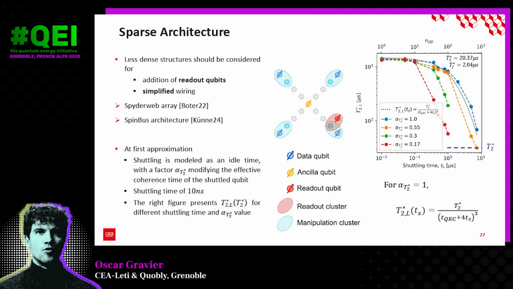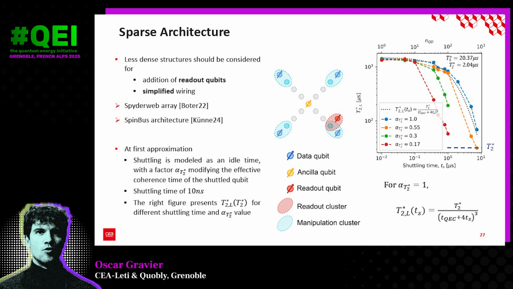So the ancilla have to shuttle from cluster to cluster in order to compute two-qubit gates and to do the syndrome instruction. At first approximation, and for those results, we are considering a shuttling that is modeled by a dephasing time with an alpha factor applied to the coherence time of the shuttled qubits, and a shuttle time of 10 nanoseconds, and the results we had show that we are able to have quantitative information on the impact of the shuttling.